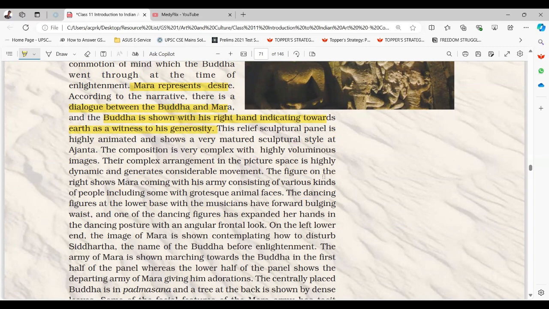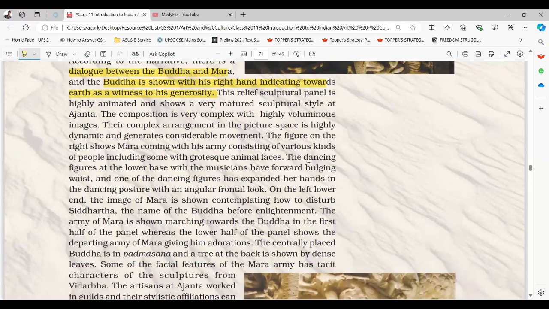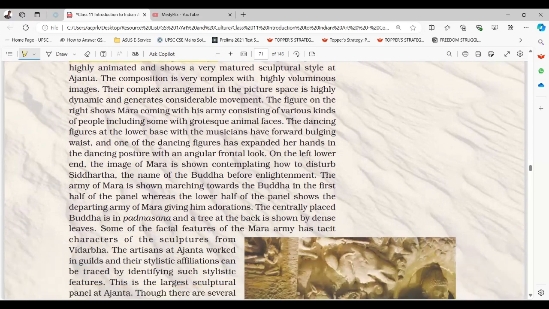The figure on the right shows Mara coming with his army consisting of various kinds of people, including some with grotesque animal faces. The dancing figures at the lower base with the musicians have forward bulging waists, and one of the dancing figures has expanded her hands in the dancing posture with an angular frontal look.